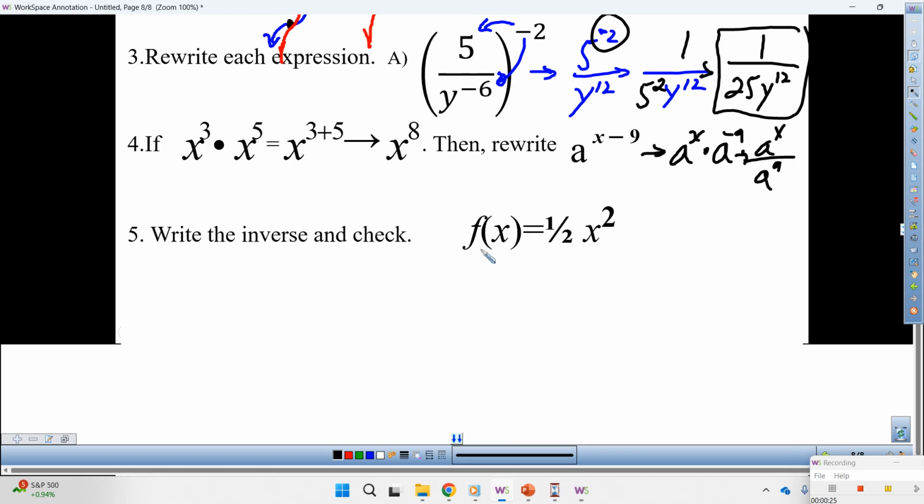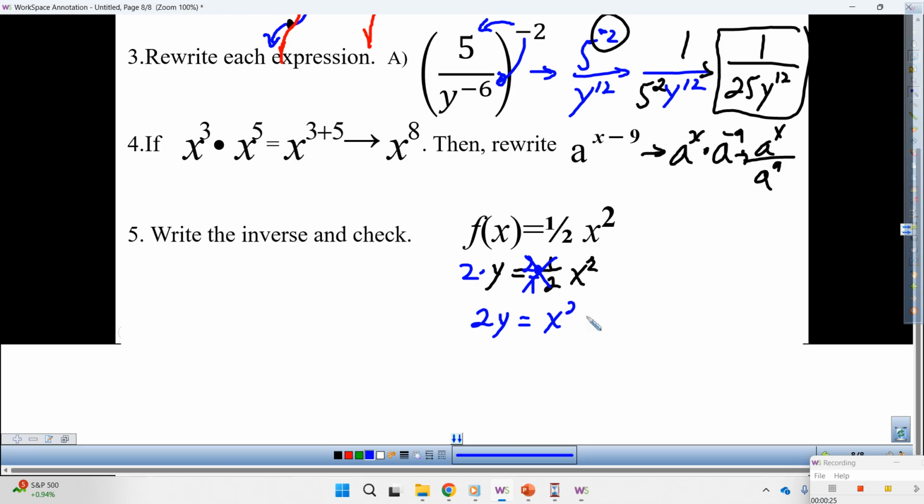What is the first step? We change f of x to what? To y. Y equals 1/2 x squared. Next, we're going to solve for x. That means leave x by itself. How do I cancel this half? Multiply times 2, or 2 over 1. So multiply times 2 both sides. This cancels. We're left with 2y equals x squared.